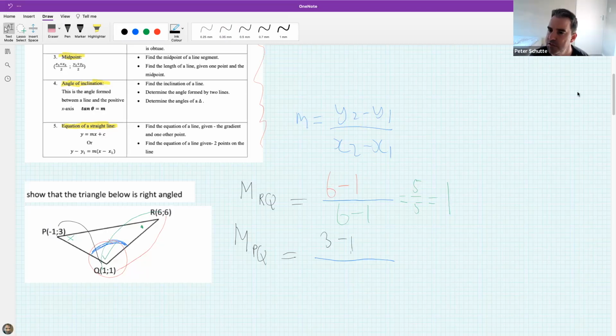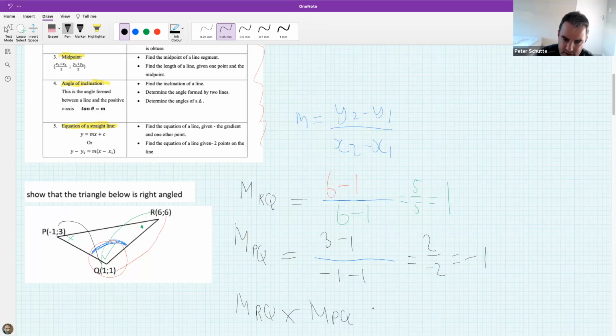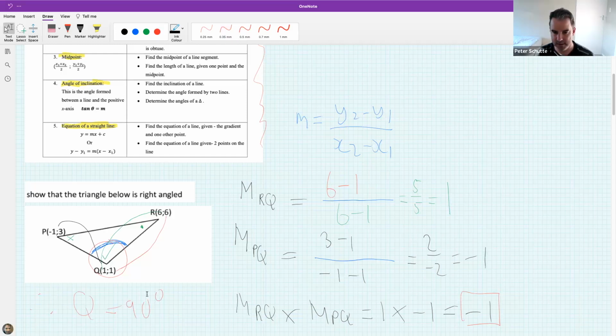Okay, so I see quite a few things in the chat. We've got, I haven't finished my working out yet, so 2 over -2. I'll give you guys a chance. So if I multiply these two gradients together, what you notice is you get -1. And therefore, angle Q is equal to 90 degrees, or it's perpendicular.